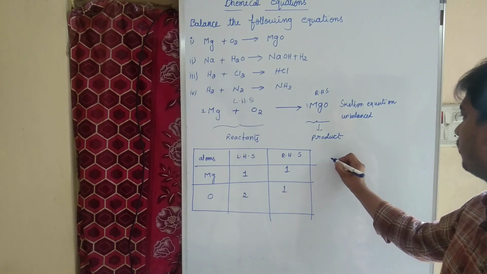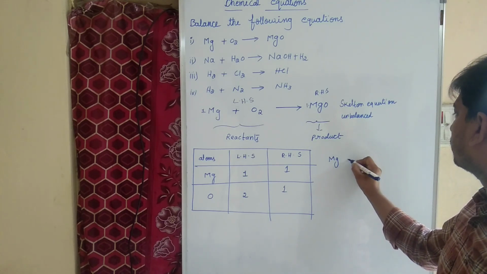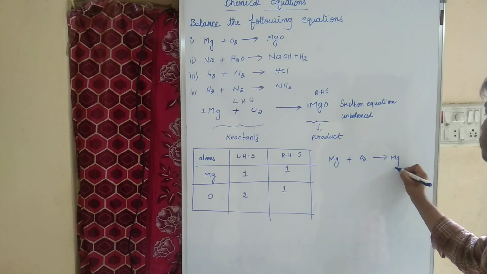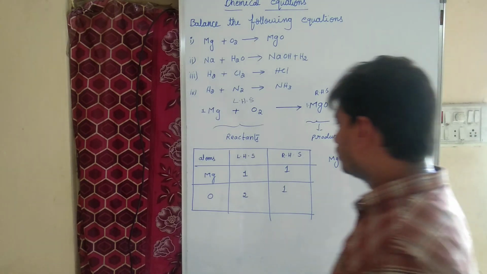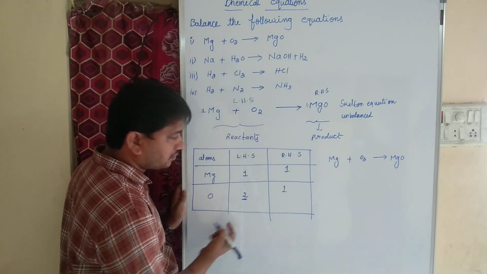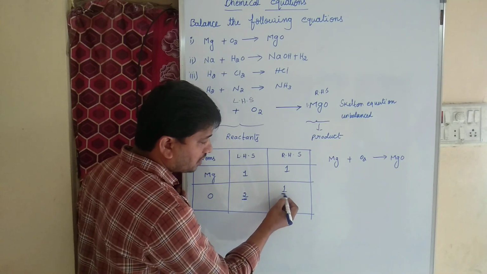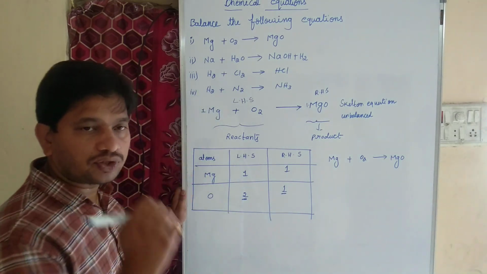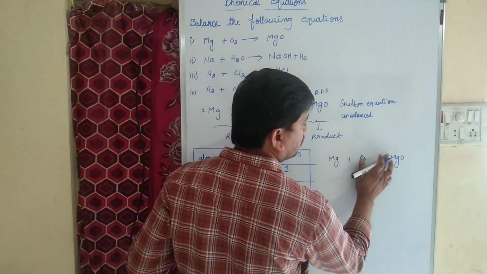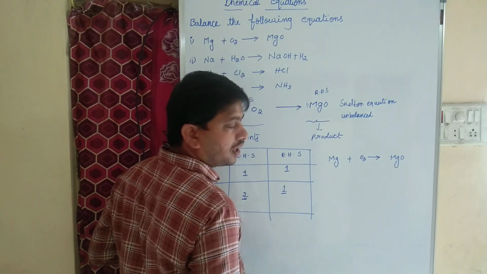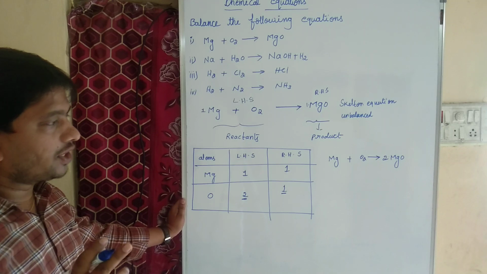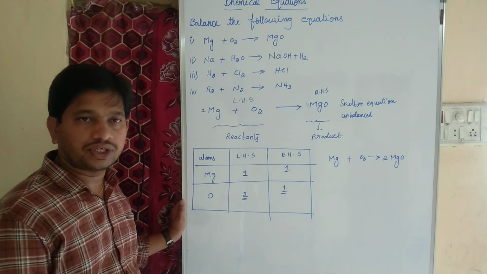Okay, children, once again let me write the chemical equation. Mg plus O2 gives rise to MgO. If you observe, here we have 2 atoms of oxygen on LHS, but on right hand side we have only 1 atom of oxygen. To get it balanced, what do we need to do? We need to add 2 over here. Okay, whatever you want to change, you change only the coefficient.